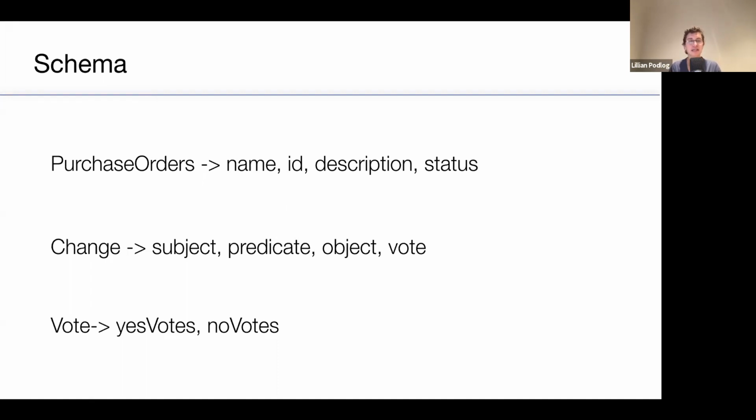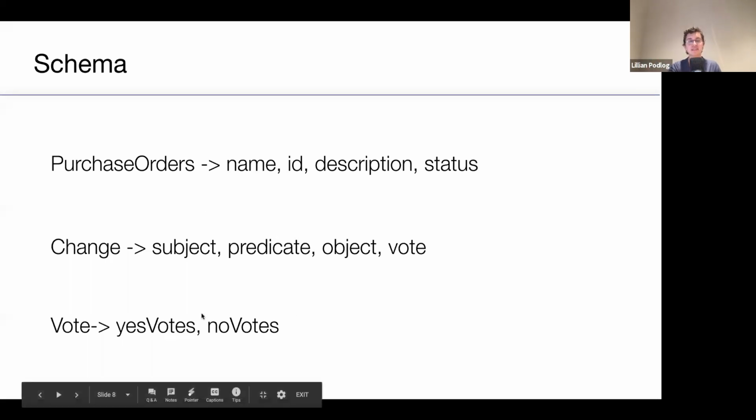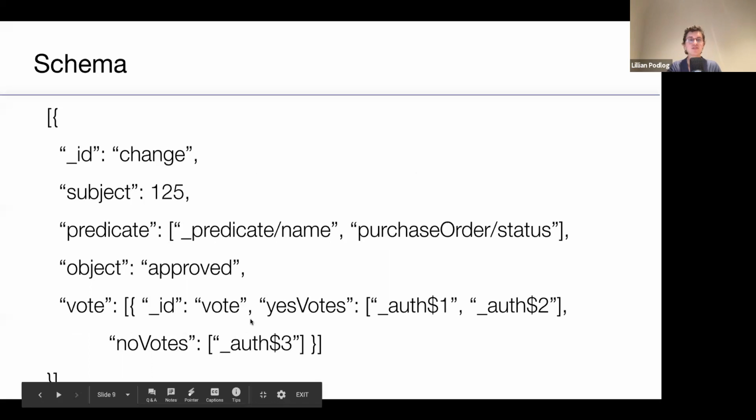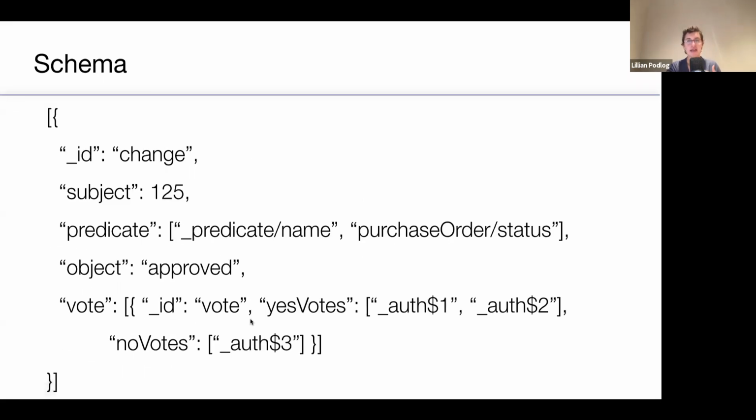Then we're also going to create a change collection and a vote collection. So a change collection is going to be a proposed change to any entity in our database. So the change collection, among other items, will have a subject that it's referencing, a predicate, an object, and a reference to a vote. And then the vote that it's going to be referencing will have yes votes and no votes.